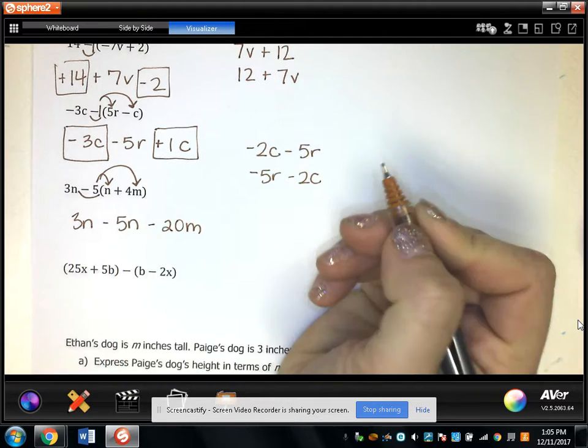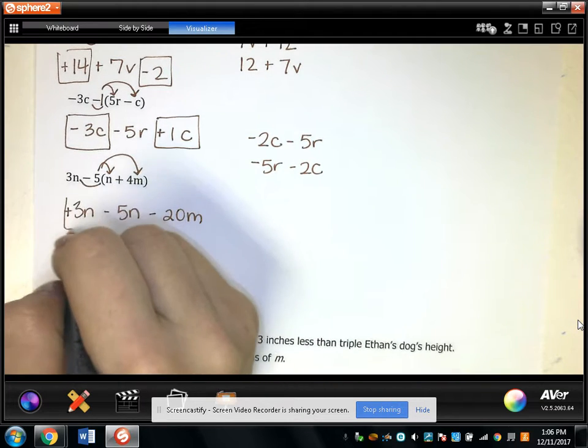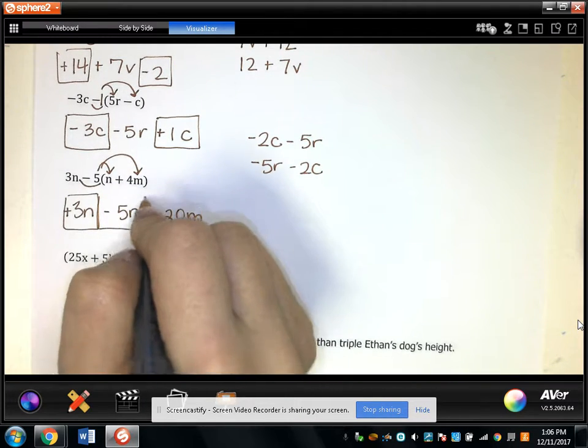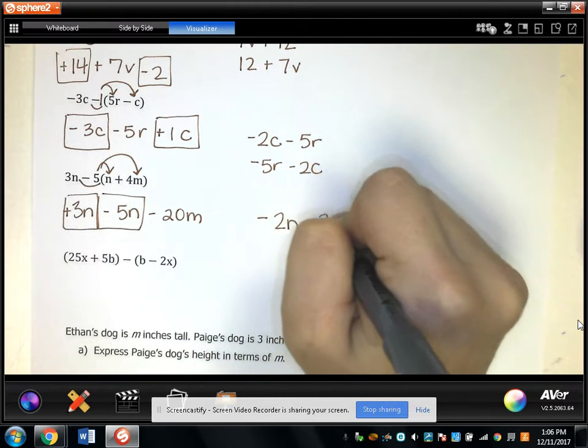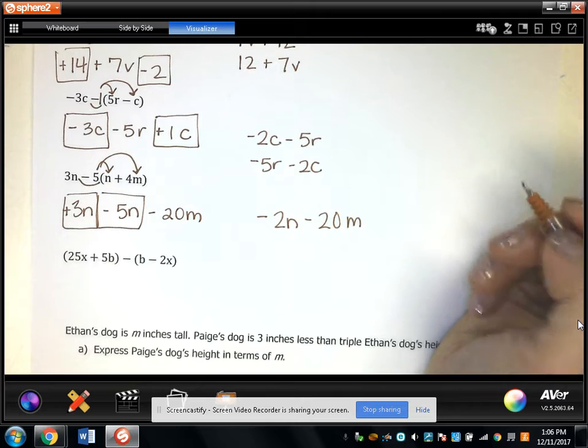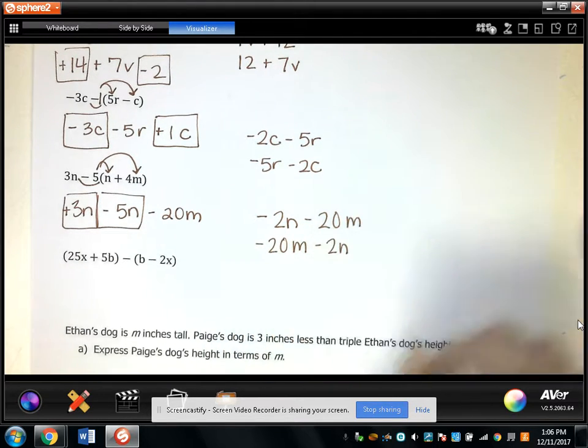And then I'm going to start combining like terms. So this is positive 3n and negative 5n. Negatives win by 2n, and then I have minus 20m. I also could have written this as negative 20m minus 2n.